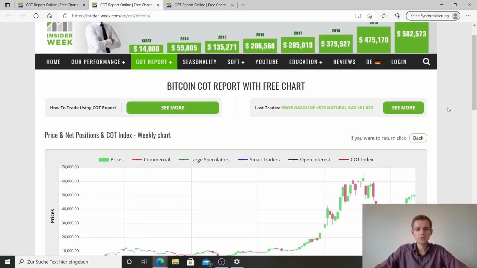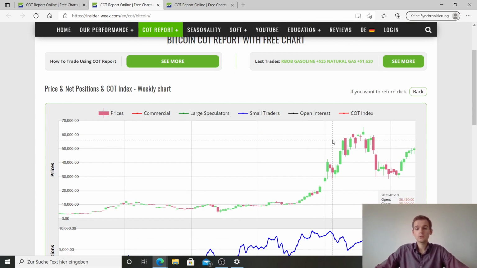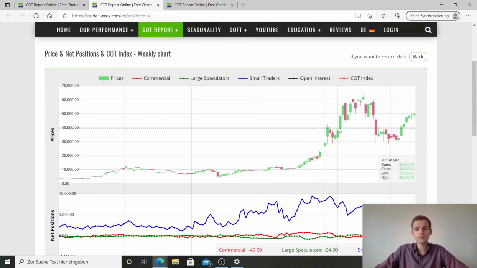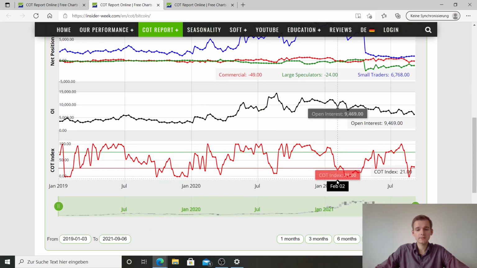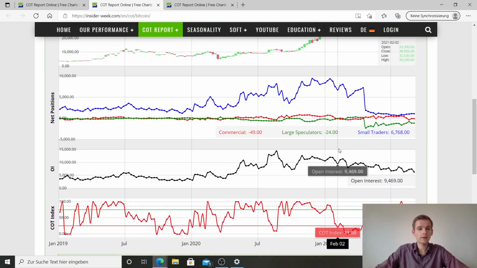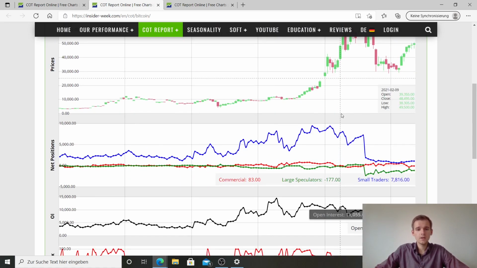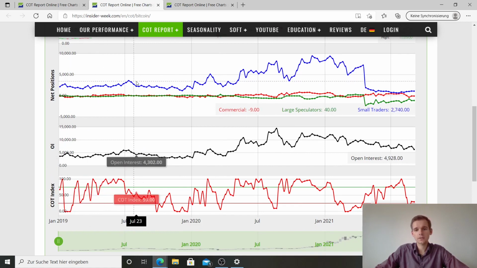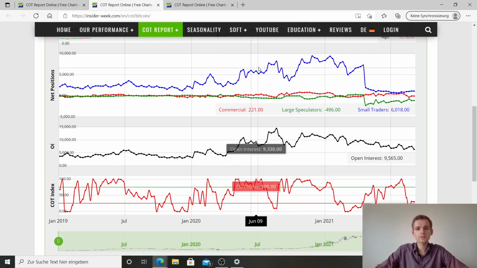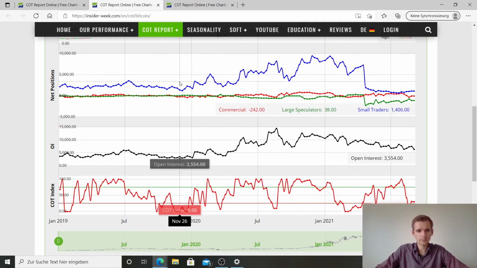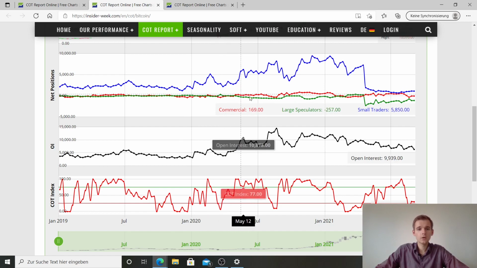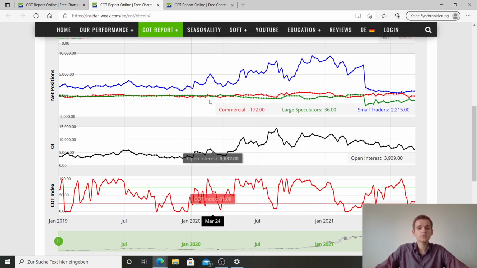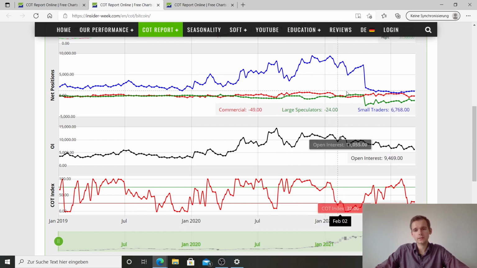So here we have the Bitcoin chart. Here you have a good overview of the current market situation. This is a weekly chart. That means that one candle consists of one trading week, and the date, which is displayed down here, always shows you the Monday of the trading week. Also, we have a few important indicators. We have the net position, for example, of the small traders, which is the blue line, of the large speculators, which is the green line, and also the commercial traders, which is the red line.